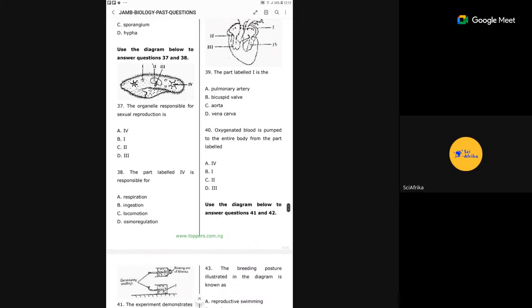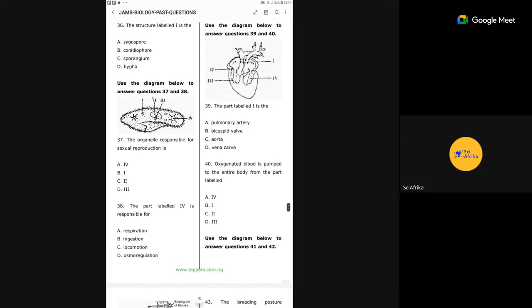Oxygenated blood is pumped to the entire body from the part labeled what? What part of the heart pumps the blood to the body for circulation? Is it the part labeled IV, the part labeled I, the part labeled II, or III? The answer is II.